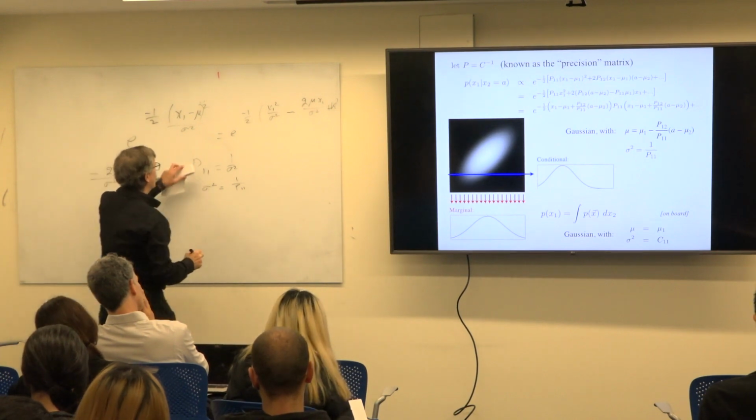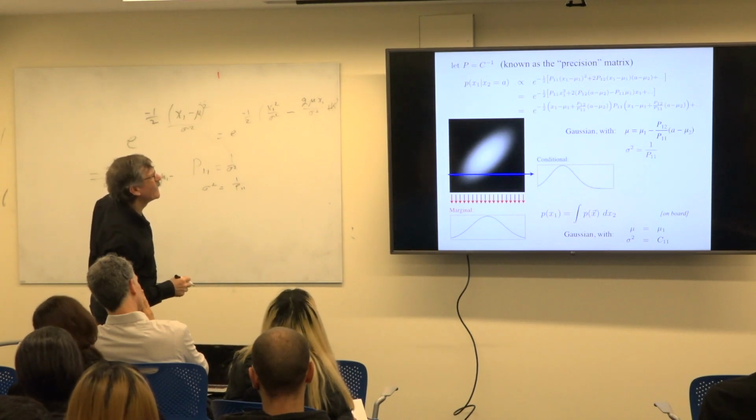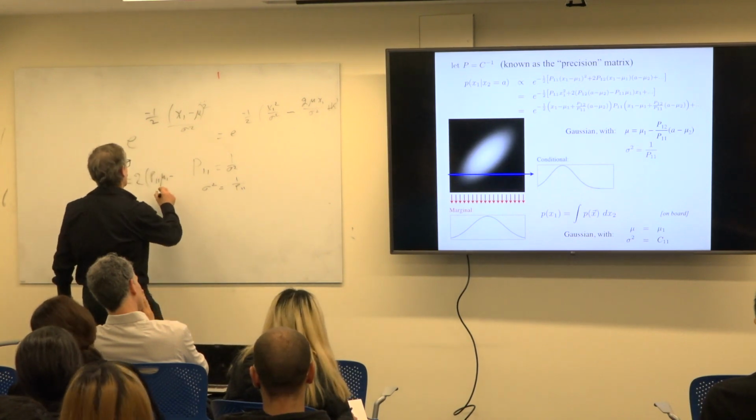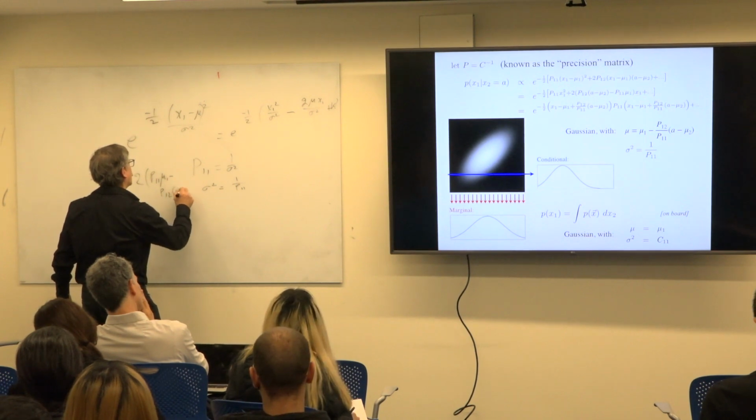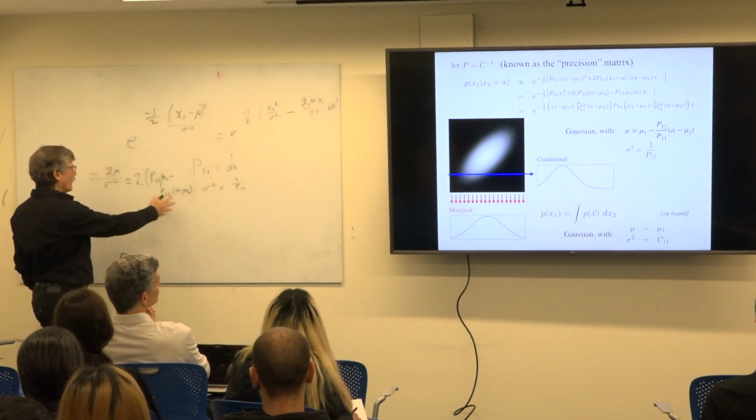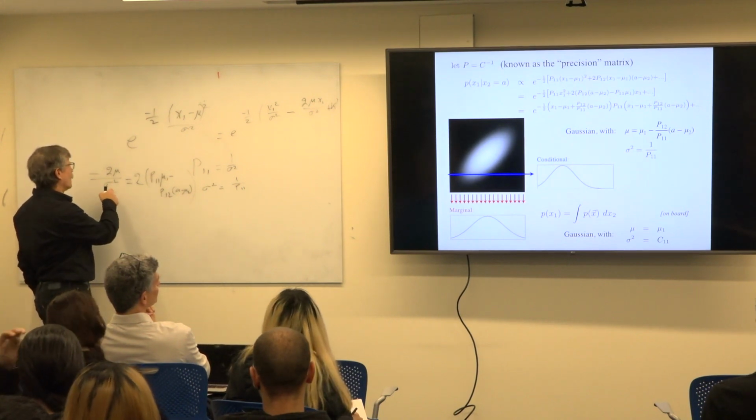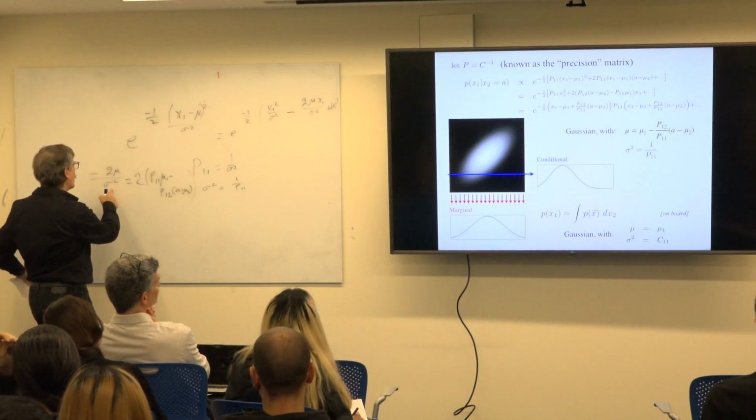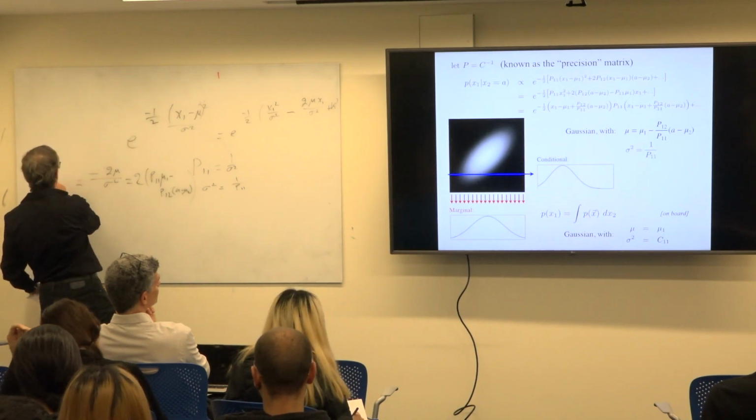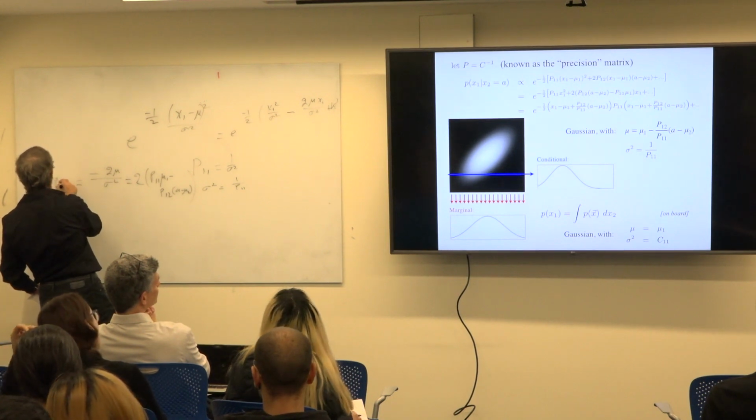P1 minus, I started in the wrong place. P1 2a minus P2. P2a minus P2. Okay? Now, we already know that 1 over sigma squared is P11. We also know this is minus mu times P11.